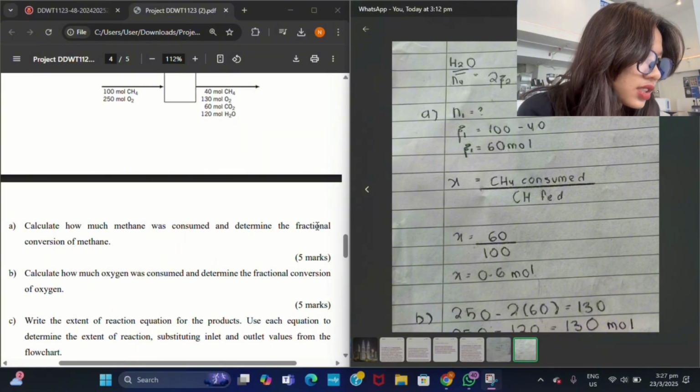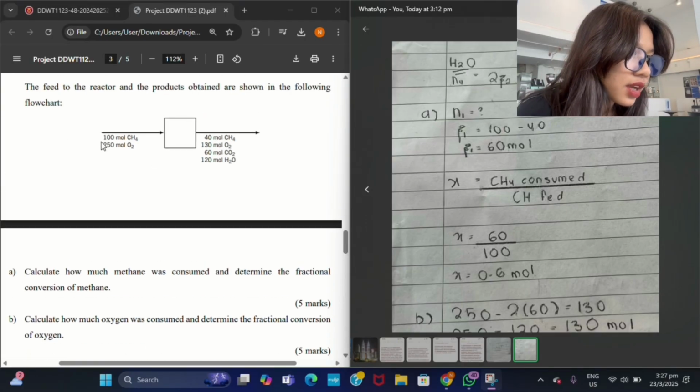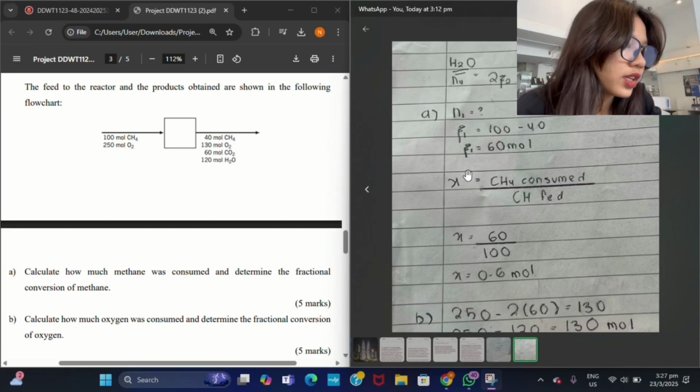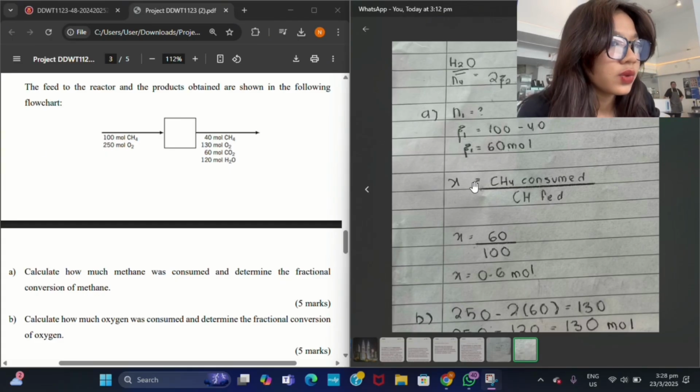And kita kena cari fractional conversion of methane. Here first we need to find the methane that is consumed. We have right here the 100 mole for methane. We have 40 mole for methane dekat bahagian product. We need to find the consumed one, 100 minus 40 methane that is in the product side. So we got 60 mole.